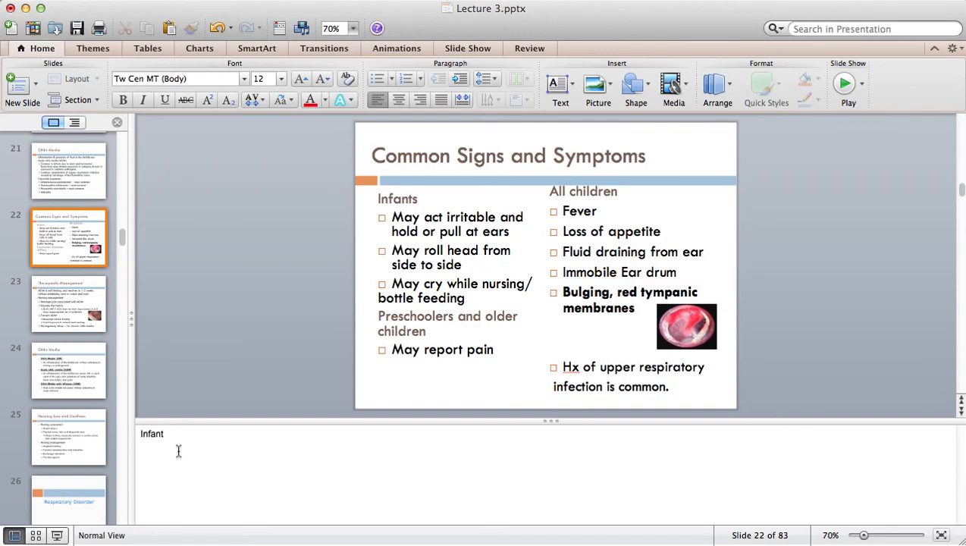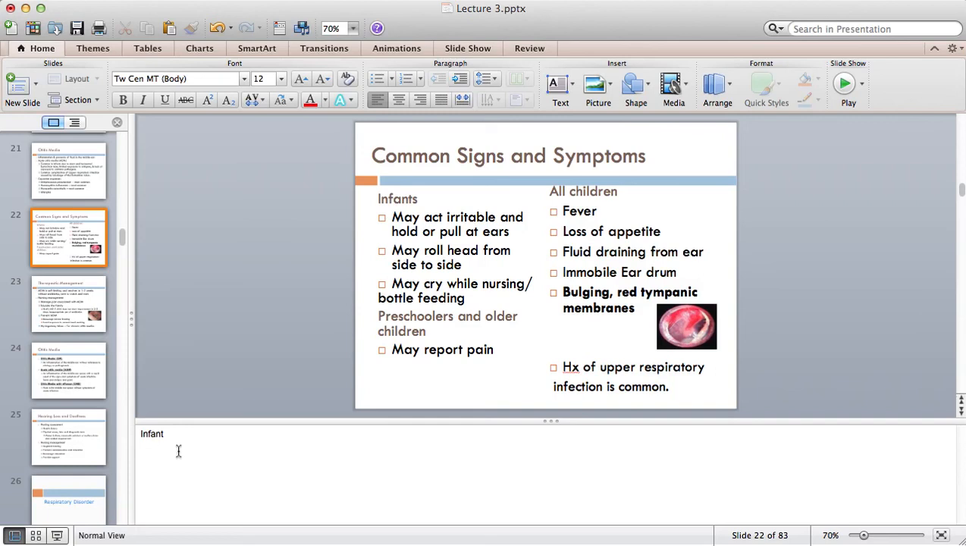Okay, so that's basically what you will see. Some of them will tug on their ears. And for the preschoolers that can talk, they'll tell you. Again, some will vocalize it if they can, but the younger ones, their action will tell you that something is wrong.